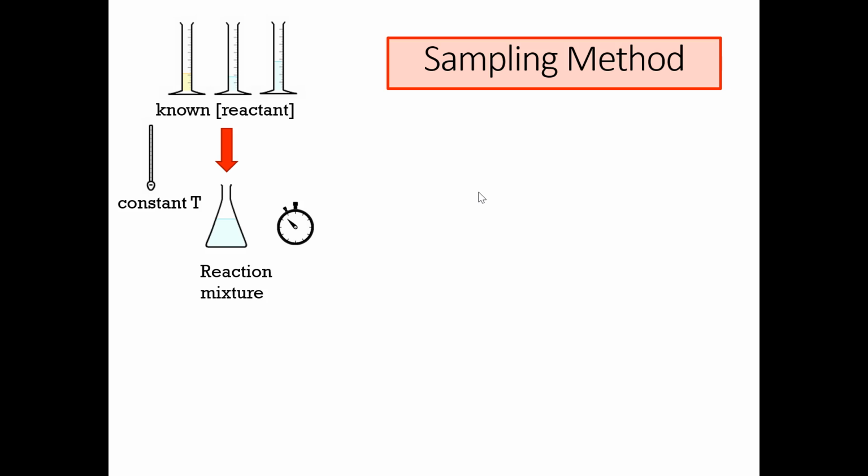We will prepare known concentration of reactant. We will take note of the temperature, and we'll pour everything together and start our stopwatch to allow the reaction mixture to start reacting. And at our pre-decided time interval, we draw our sample at a suitable time interval.